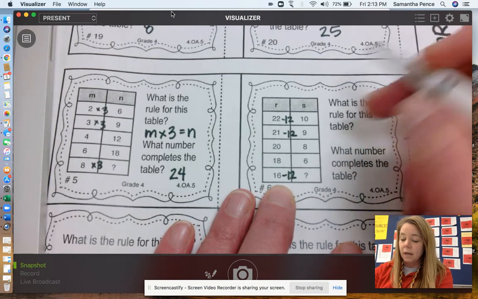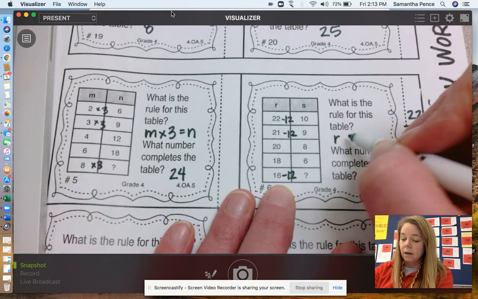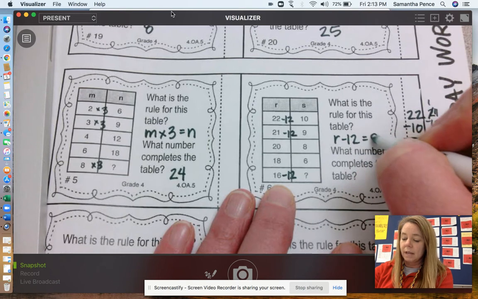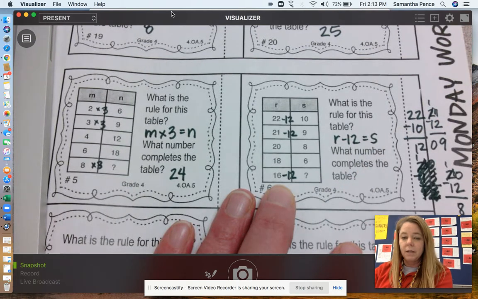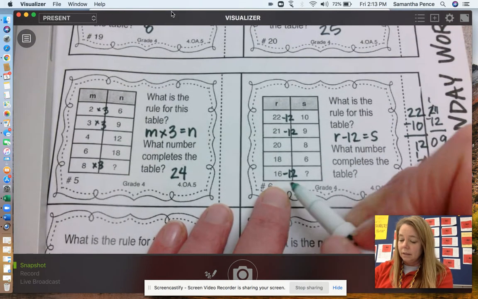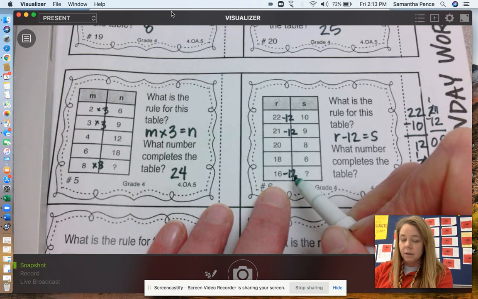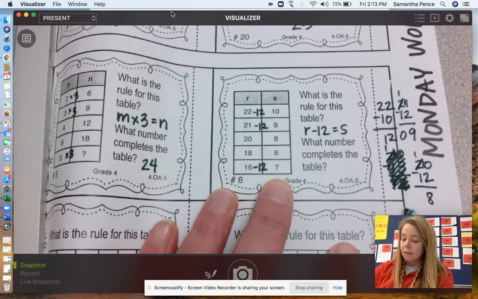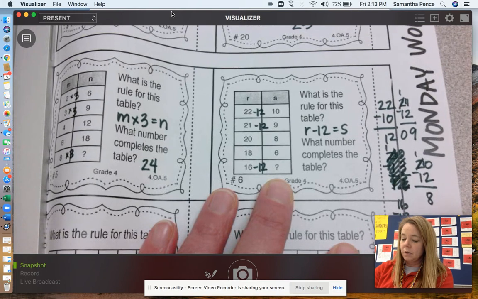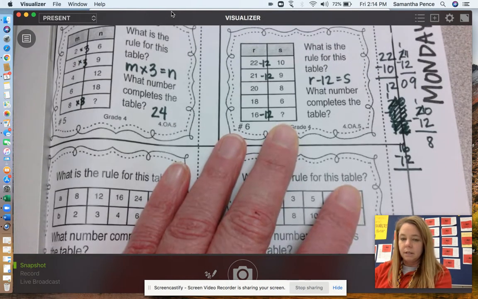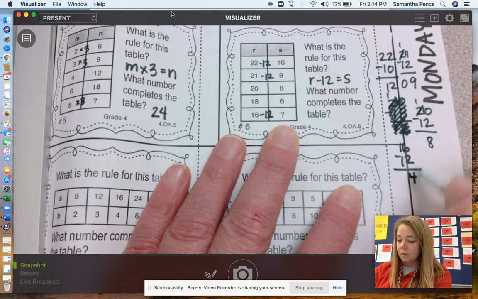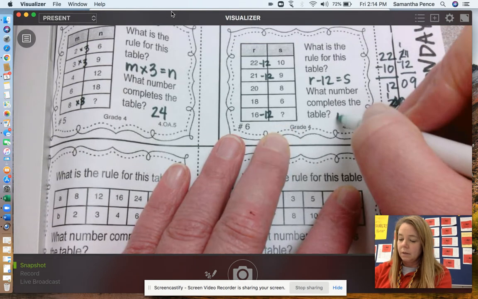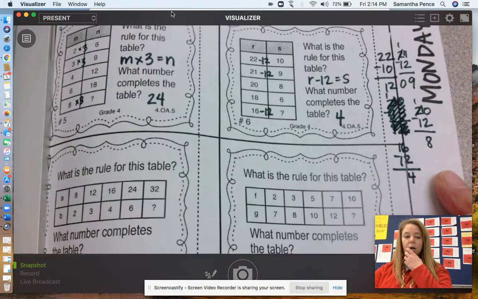So let's go ahead and write our equation. R minus 12 equals S. So what number completes the table? So we're going to have to take 16 minus 12. Oops, let's do that. 16 minus 12. 6 minus 2 is 4. 1 minus 1 is nothing. So which one completes it? It's going to be 4.